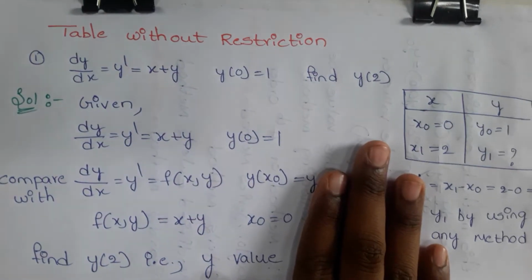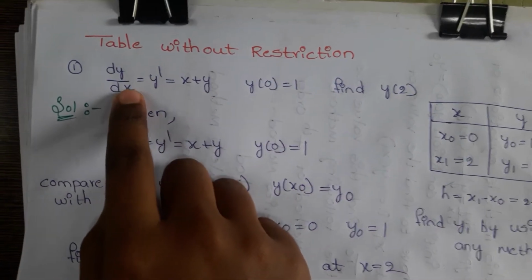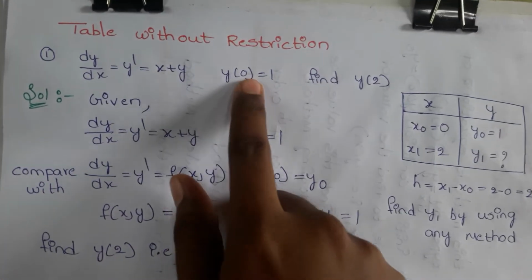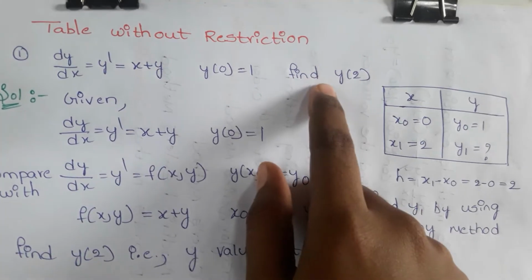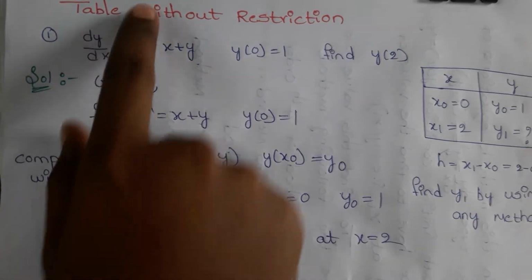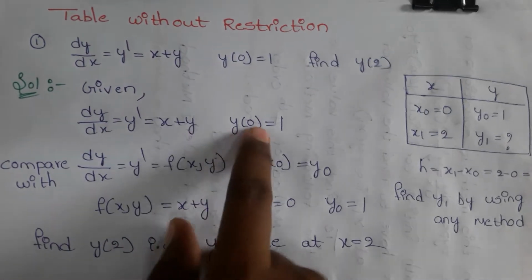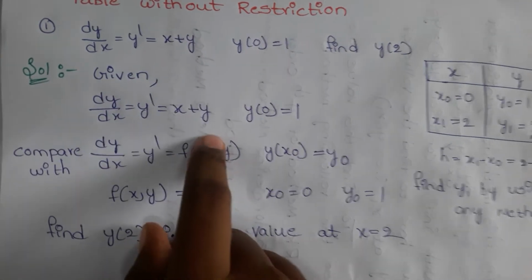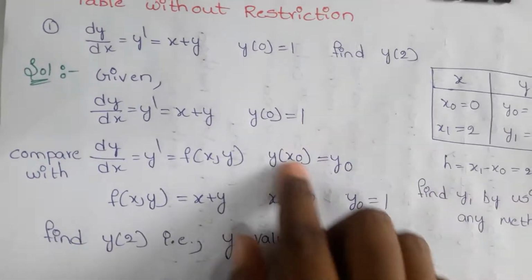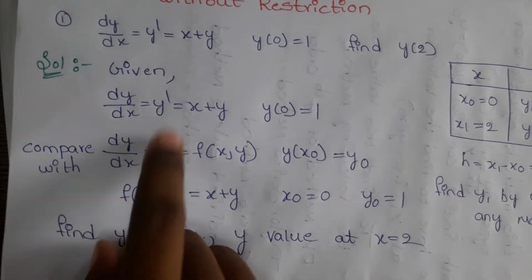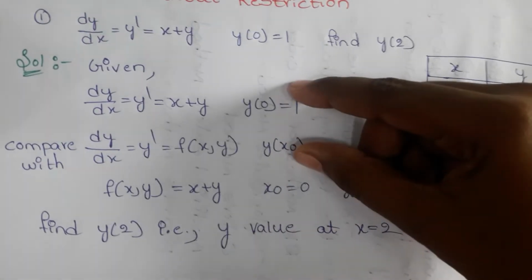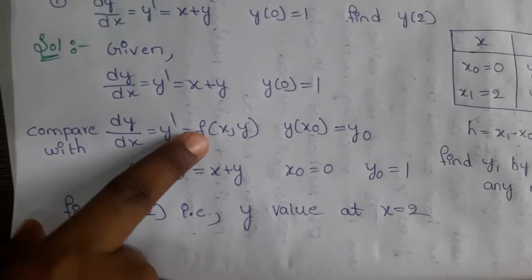There is no restriction. For example, this is the question: dy by dx is equal to y dash is equal to x plus y, and initial condition y of 0 is equals to 1. We have to find the y value at 2, that means y of 2 we need to find. Given dy by dx is equals to x plus y, y of 0 is equals to 1, we have to compare this with the general equation. Earlier I said, the equation form for this method is dy by dx is equals to y dash is equals to f of x comma y, and y of x0 is equal to y0.